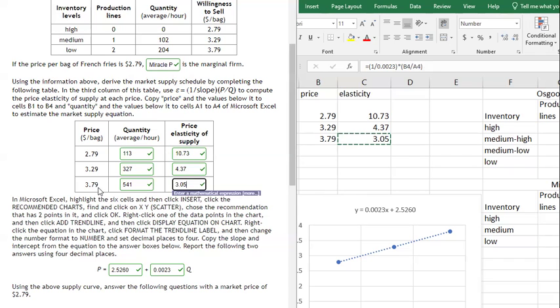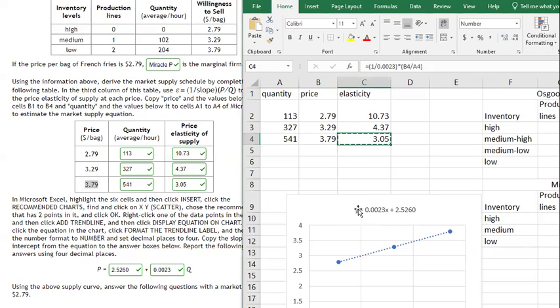It's declining as we get further and further up the supply curve. When the price is $3.79, firms are less sensitive to a price change. A 1% increase in price here from $3.79 only leads to a 3% increase in quantity. Now, eventually the price will get so high that the elasticity will be between 0 and 1. When that happens, firms are very insensitive to an increase in price.